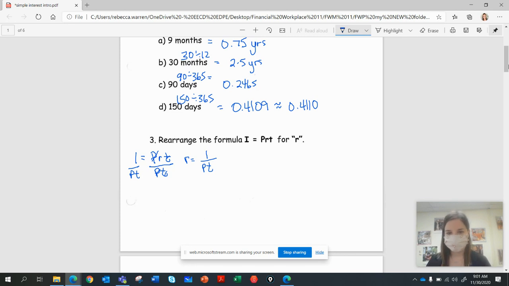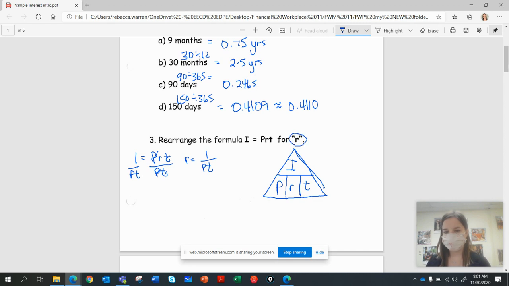So there's a little trick with this one. You actually draw a triangle. That's a bad triangle, but you draw a triangle. It just goes in order. So I equals PRT. So I goes on top of the triangle. Then you draw a line. And then the P, the R, and the T go at the bottom. So P, R, and T.